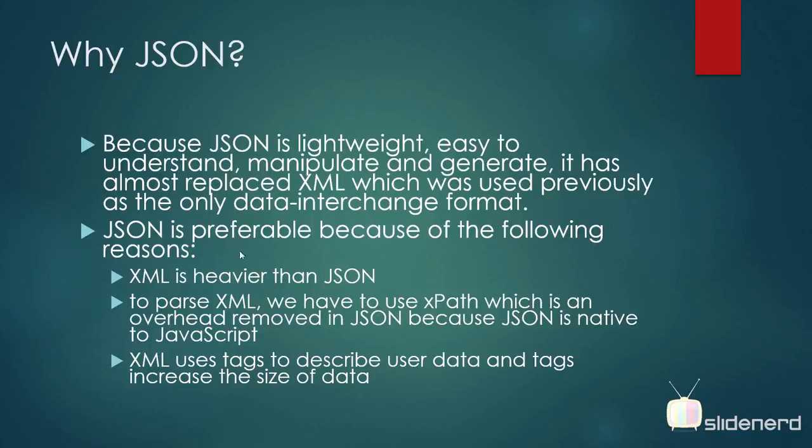And of course, to parse XML, you need to have XPath, which is an overhead removed in JSON because JSON is native to JavaScript. XML uses tags to describe user data, and tags increase the size of the data, which is one of the most important reasons why we need a language or a format which doesn't use tags, and that's exactly what JSON is.